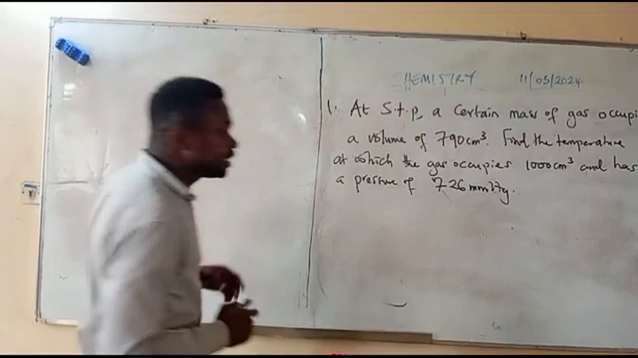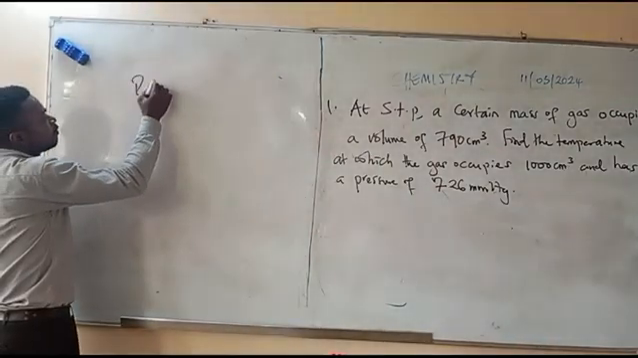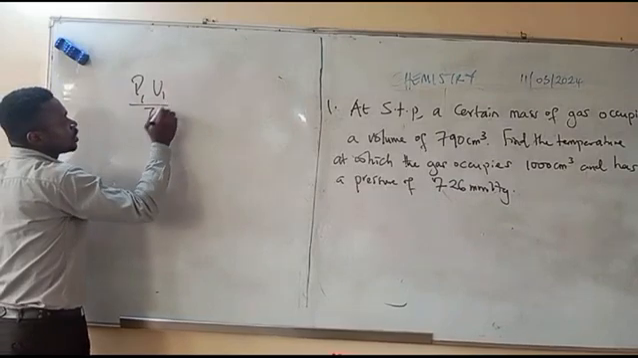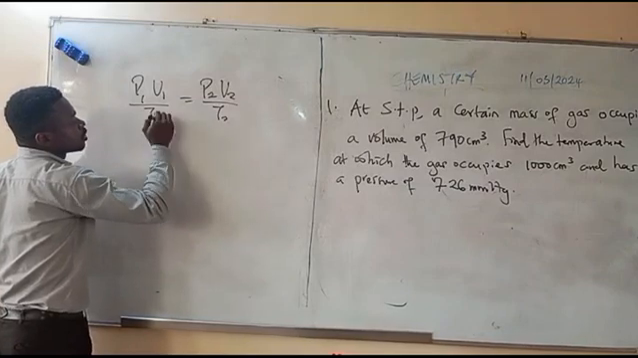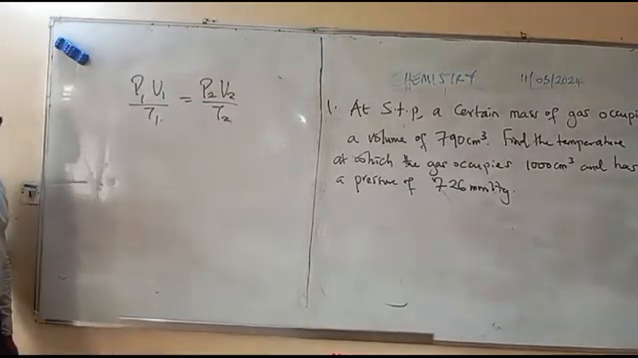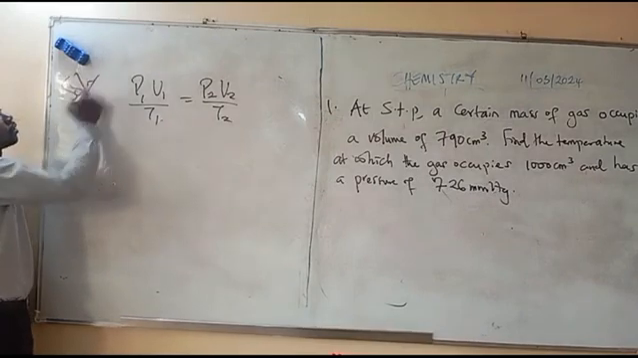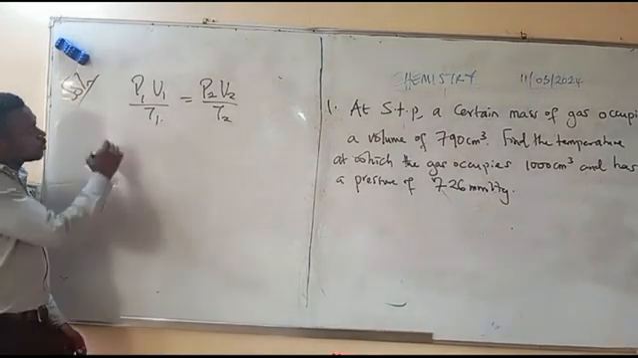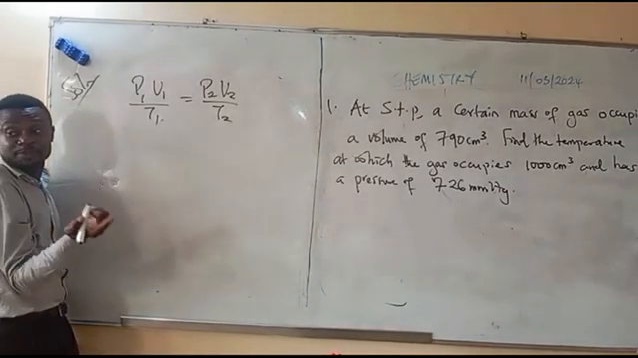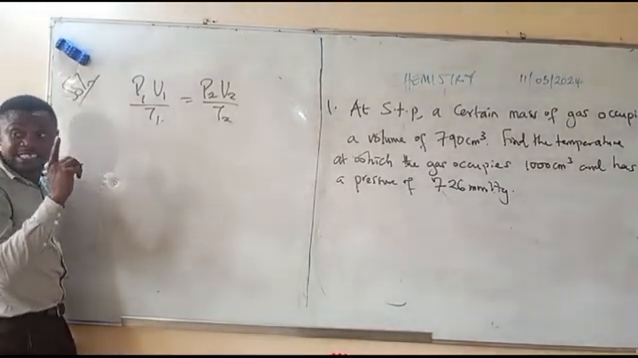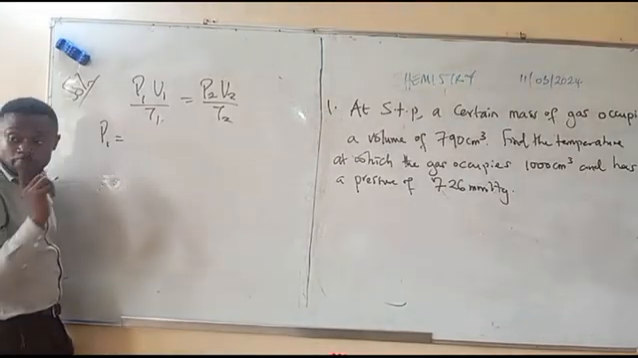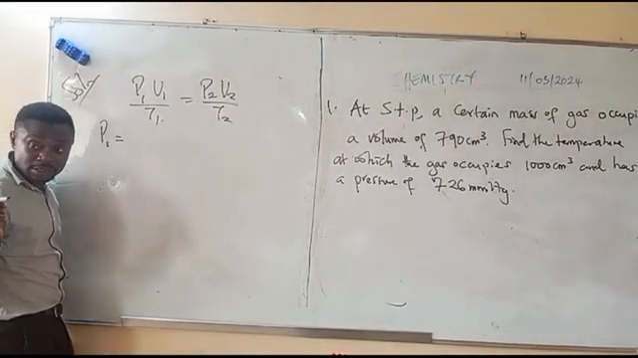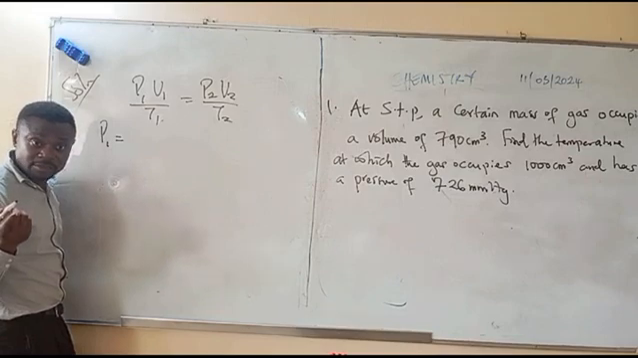So now remember the general gas equation says that P1 V1 over T1 is equal to P2 V2 over T2. This is the general gas equation. Now if that is the case, if you decide that the standard pressure will be designated with 1, that means P1 is equal to 760. Standard pressure is 760 millimeter of mercury.